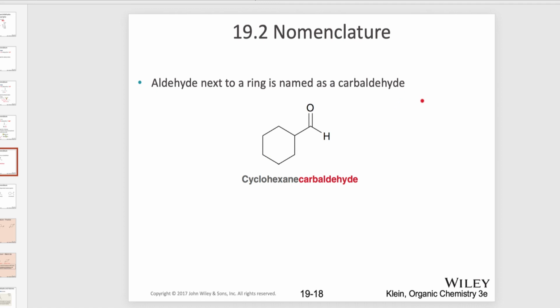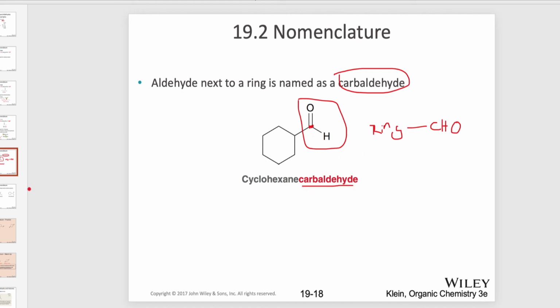An aldehyde next to a ring is named as a carbaldehyde. Basically, we're adding something. So I might have a ring, or so let me just jot this down, and then it would be a CHO. Remember that this is a valid abbreviation for having the aldehyde functional group as shown here. And then we simply add carb because we're adding an additional carbon to the ring, and aldehyde.